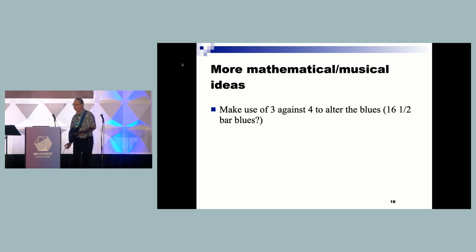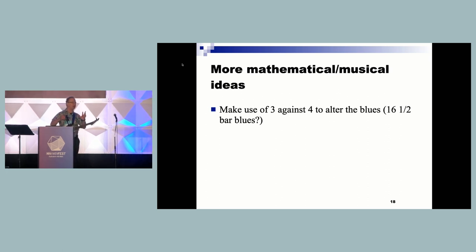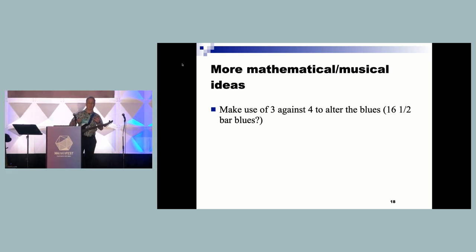Okay, now, you could try to use the 3-4 that I mentioned before, but I use that in a blues song to alter the length. Remember in the last talk I mentioned blues are typically 12 bars long. Well, you can extend it, and I used 3-4 to extend it to 16 bars long, but it's actually 16.5 bars long. And the half bar should bother you if you notice it. But I think by using the 3-4, it's kind of seamless. So let me play a little bit.